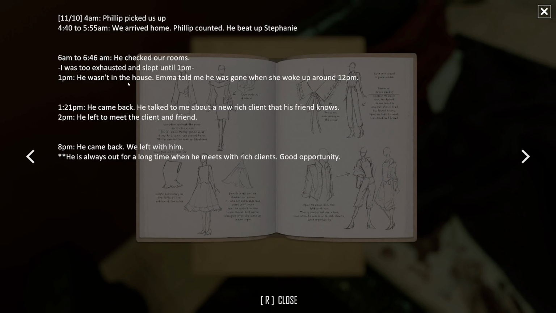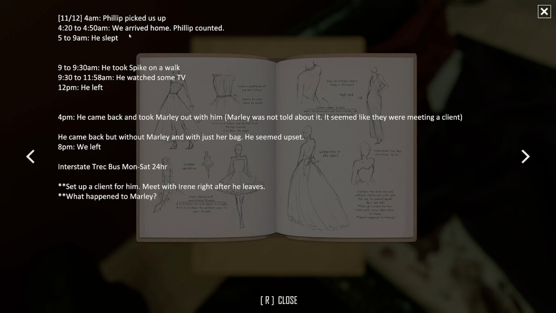Checked our rooms. Was it that Emma told me he was going to... She woke up around 12 p.m. Came back. Which client we left with him. Right, slept, watched some TV. Came back, took Marley out with him. Marley was not told about it. It seemed like they were meeting a client. He came back up, but without the Marley. That was 12th.